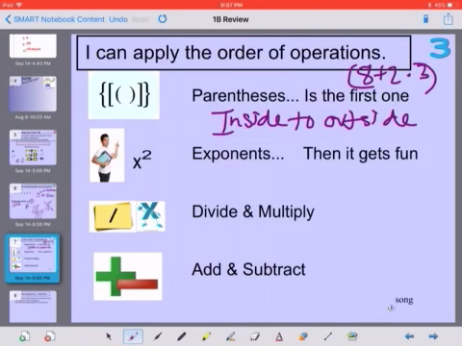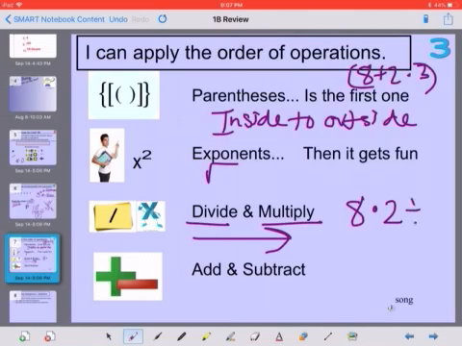Then we have to do exponents. Square roots go in the category of exponents, so either one of those evaluate during this step. Then divide and multiply. Notice divide comes first here. It doesn't matter which is which as long as you work from left to right. So if you have 8 times 2 divided by 2, you would do the multiplication first. Same with adding and subtracting. We work our way from left to right.